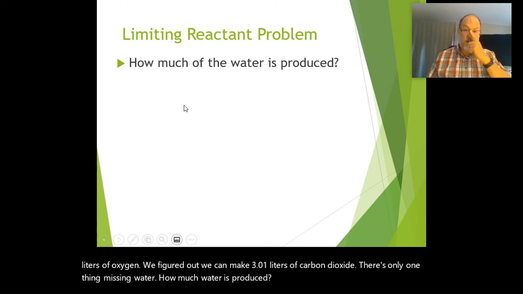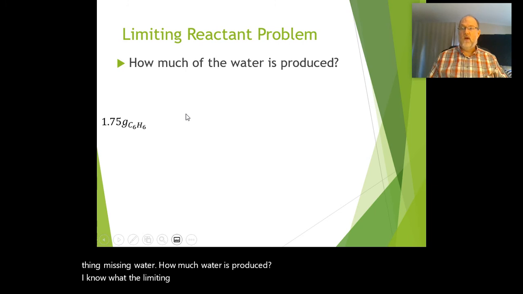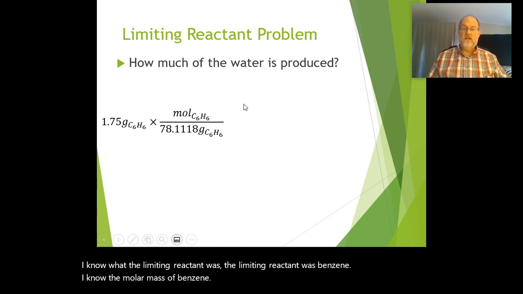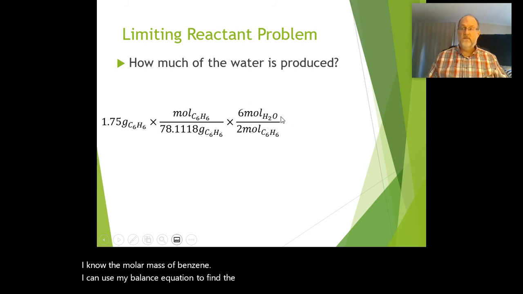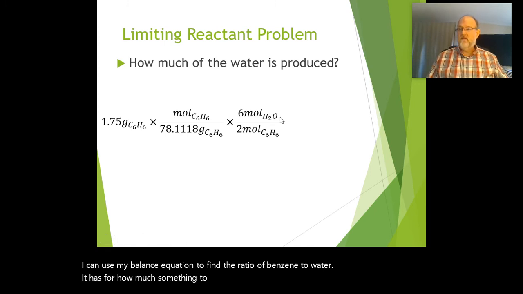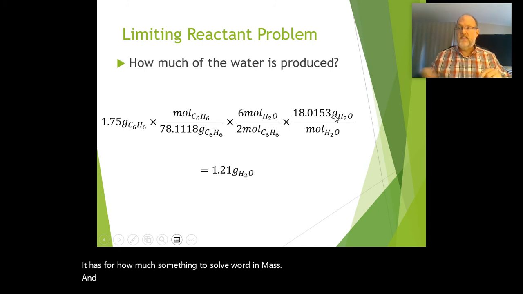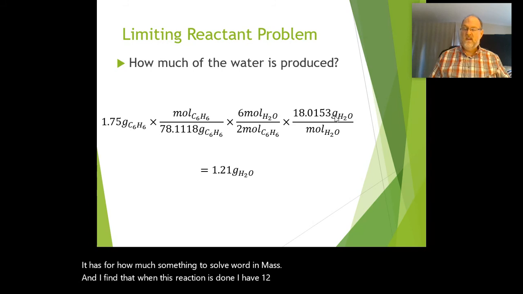Well, I know what the limiting reactant was. The limiting reactant was benzene. I know the molar mass of benzene. I can use my balanced equation to find the ratio of benzene to water. It asks for how much, so I'm going to solve for it in mass. And I find that when this reaction is done, I have 1.21 grams of water.